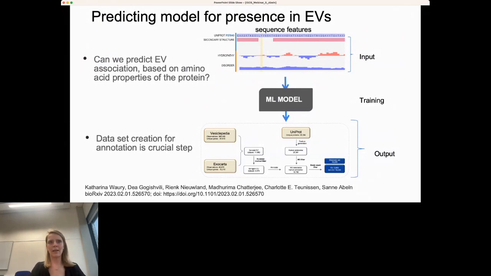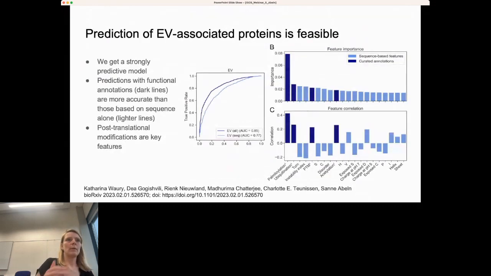So we get a positive set of proteins that have been found in extracellular vesicles, and then a negative set of proteins that are in the first place detectable by mass spectrometry. And so then we have a positive and a negative set, and then we can train the machine learning model. And so here, the first question was, can we actually do that? So is there actually a signal in the amino acid sequence that tells us if a protein is sorted into an extracellular vesicle or not?